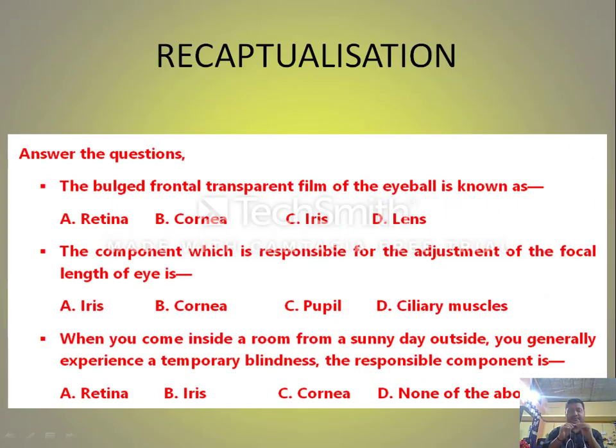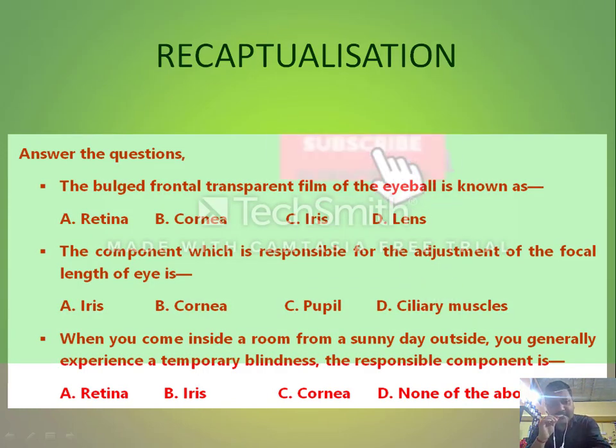So based on this topic, I have made some questions for you. You have to answer these questions. The first one: the frontal transparent film of the eyeball is known as? Option A is retina, B is cornea, C is iris, D is lens. Only one option is correct. So pick the correct option.